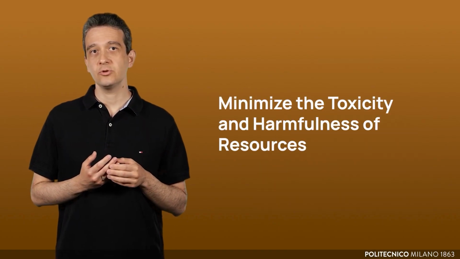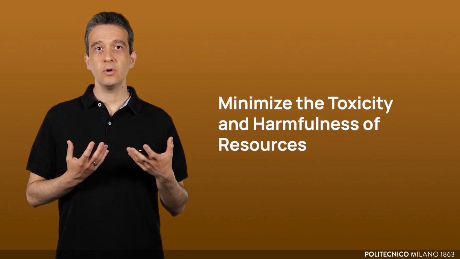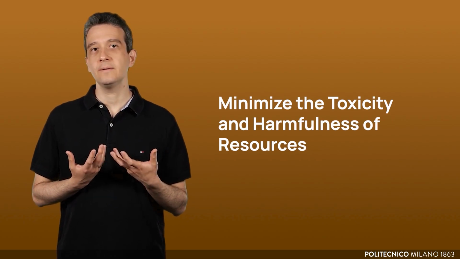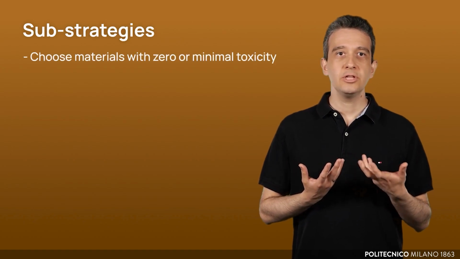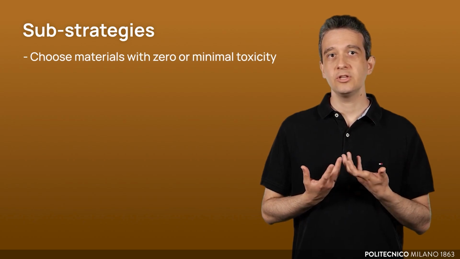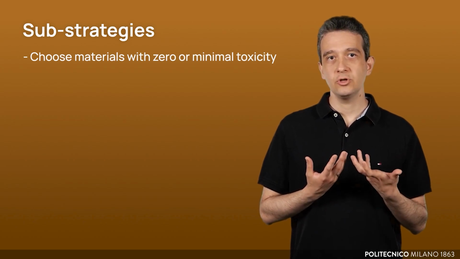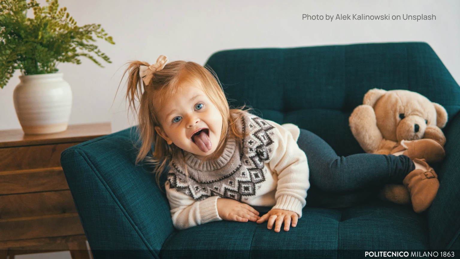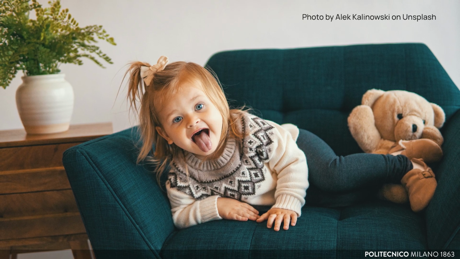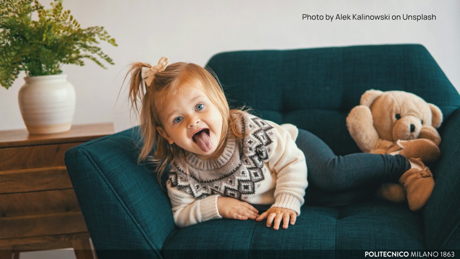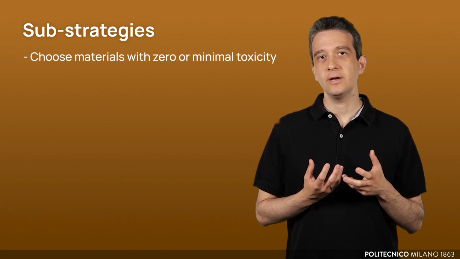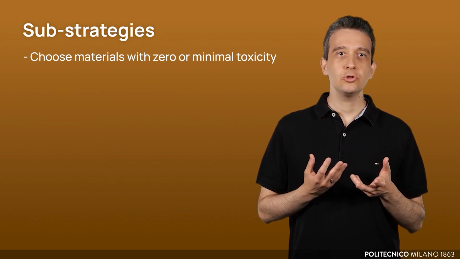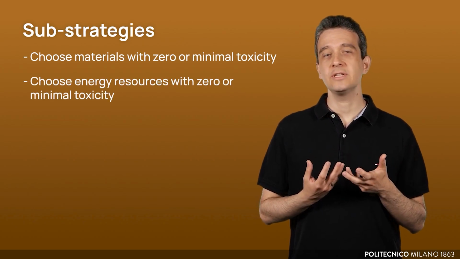The third strategy is to minimize the toxicity and harmfulness of resources, that is, to design in order to reduce toxic or harmful emissions at all stages of the life cycle. To do this, we can first of all choose materials with zero or minimal toxicity, that is, prefer materials, additives, finishes, and production processes that are non-toxic or have minimal toxicity for human health or the environment. For example, some furniture manufacturers specialize in designing hypoallergenic and non-toxic furniture made with certified organic materials, non-toxic plant-based finishes, and without flame retardants. Another sub-strategy is to choose energy resources with zero or minimal toxicity.